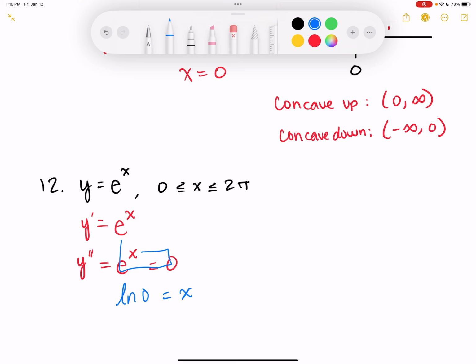But we're also on this interval, right? If I plugged in an endpoint like e to the 0, e to the 0 is 1. So anywhere in there, this value is going to be positive. Y double prime is always positive. So what does that mean? It is concave up.